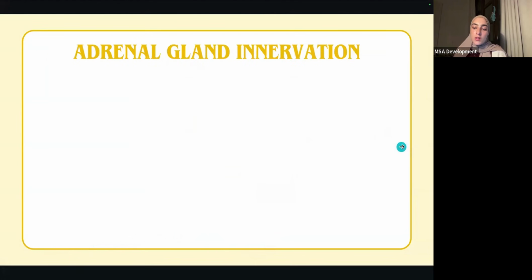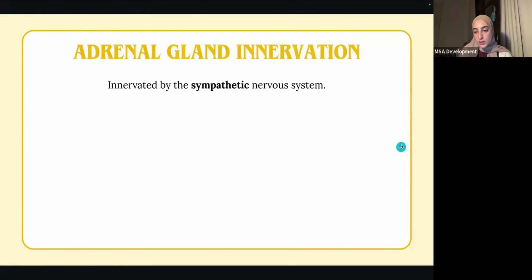Okay, innervation, I don't think this is very important, but it was mentioned, so I'm going to mention it. It's innervated by the sympathetic nervous system. And what is the function of the adrenal gland anyway? It's to release catecholamines like epinephrine and norepinephrine. When your sympathetic nervous system is activated, the adrenal glands release these hormones.